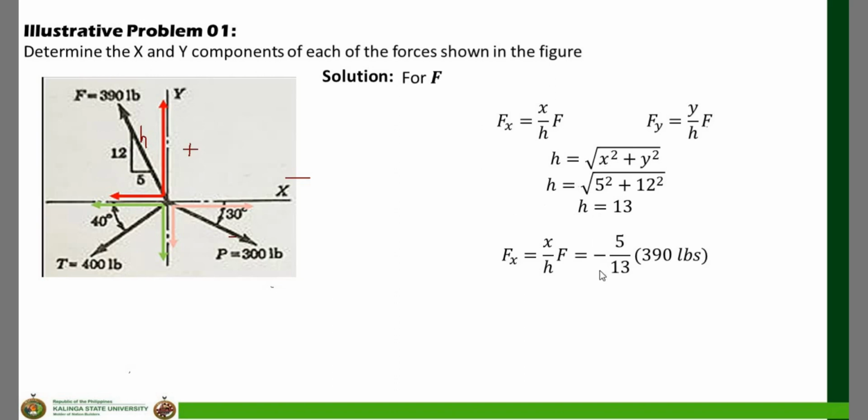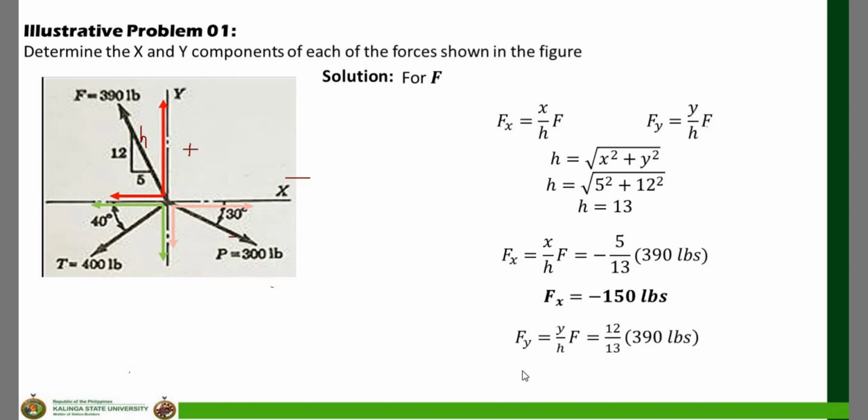Now, bakit ko nilagay na negative yung value? Kasi po, yung ating force F, it is pointing to the left upwards. Okay, left, again, left, negative. That is equal to negative 150 pounds. For Fy, again, Fy is equal to y over h times F.